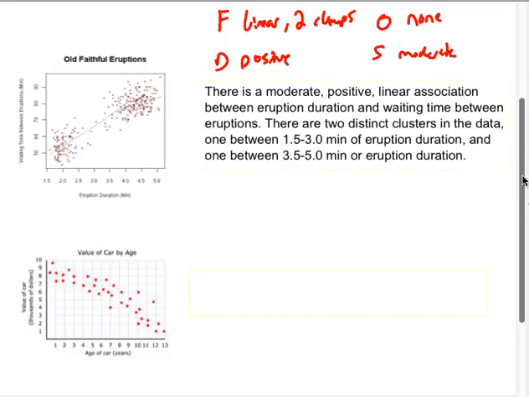So, there's a moderate positive linear association between eruption duration and waiting time between eruptions. There are two distinct clusters of data. And then I even went as far as to say where those clusters are. The more you communicate, the better. Okay? Again, at least make sure you're catching all four elements of FODS, but it's even better if you're catching extra things in there too. Like in this one, those two clumps are a really good thing to note.